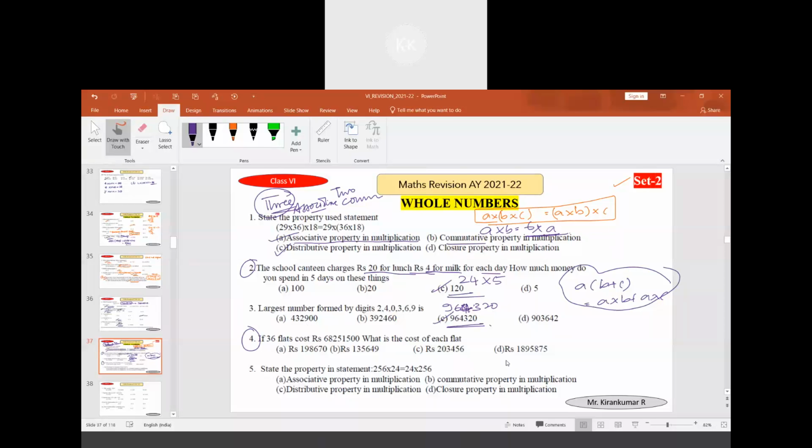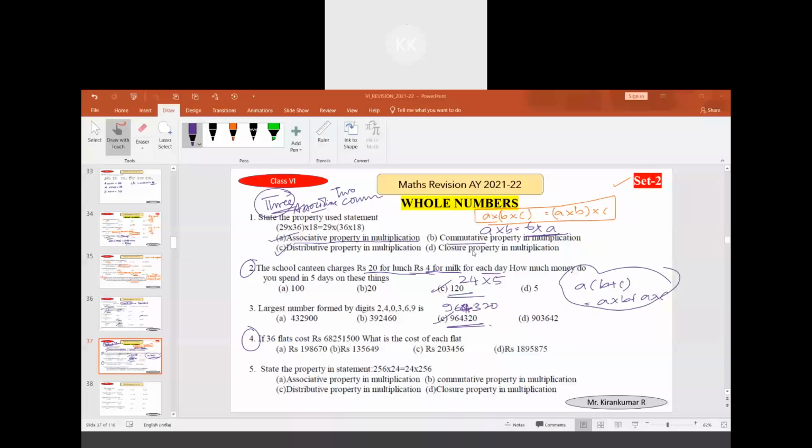36 flats cost something. What is the cost of each flat? You have to divide. Division. 68251500 divided by 36? If you do it, we get 1895875. Option D. Yes, you are right. Option D is correct.